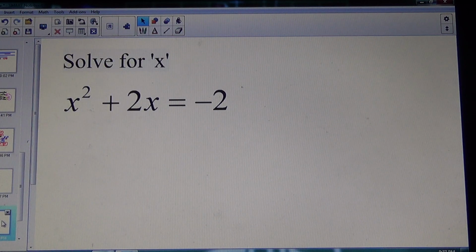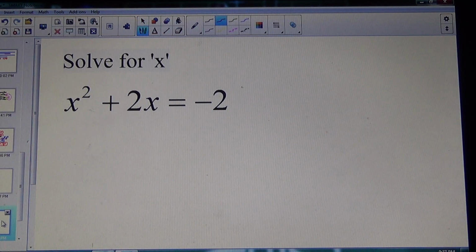Alright, next one, solve for x. So, on the test, there'll be a couple solving ones. You can solve that 3 ways. What are they? Factoring, yep, quadratic formula, and completing the square. I'm going to tell you this one doesn't factor, so I'm going to do completing the square just to practice it.